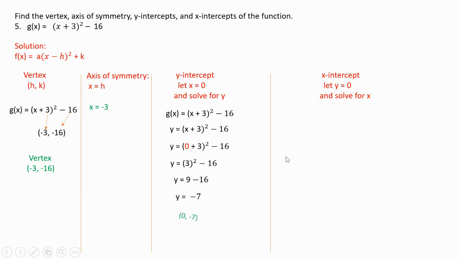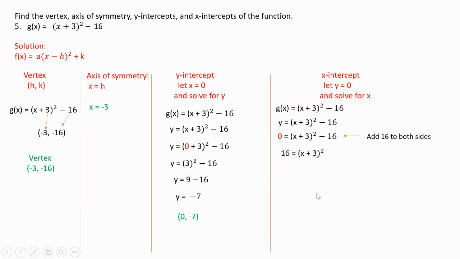Now for the x-intercept. g of x is the same thing as y, right? So we let y equal 0 and solve for x. So now I'm going to add 16 to both sides because I'm trying to isolate the (x plus 3) squared and then try to have x by itself. So then I'm going to take the square root of both sides.